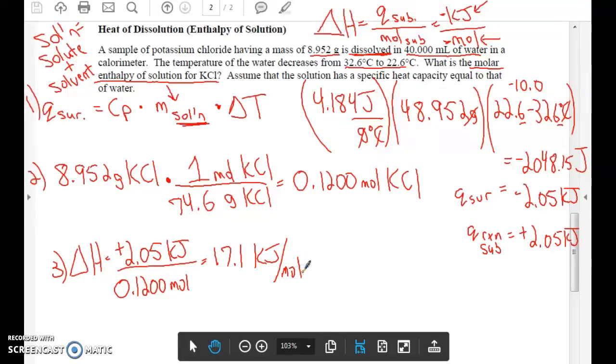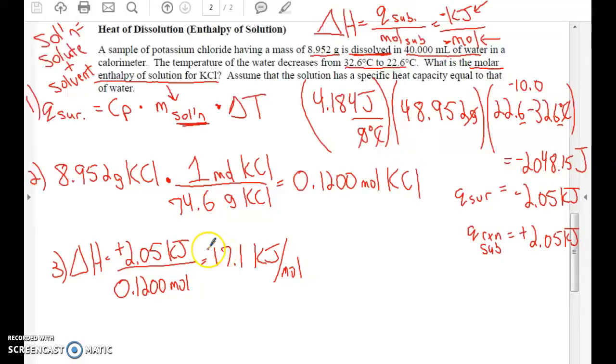So that's telling me if I had a mole of potassium chloride and I dissolve that in water, I should expect to get a positive change in energy and enthalpy of 17.1 kilojoules. Now what I saw was a lot less than that. It was only about 2.05, and that's because I had a lot less than a mole.